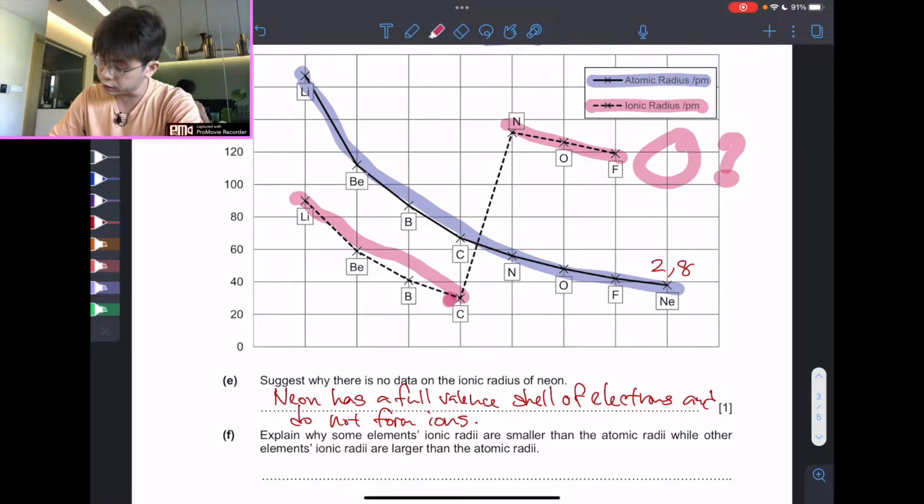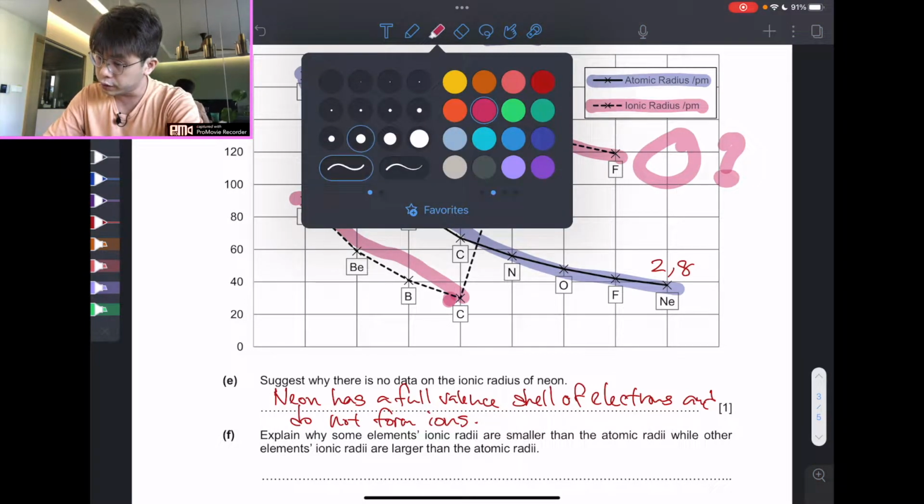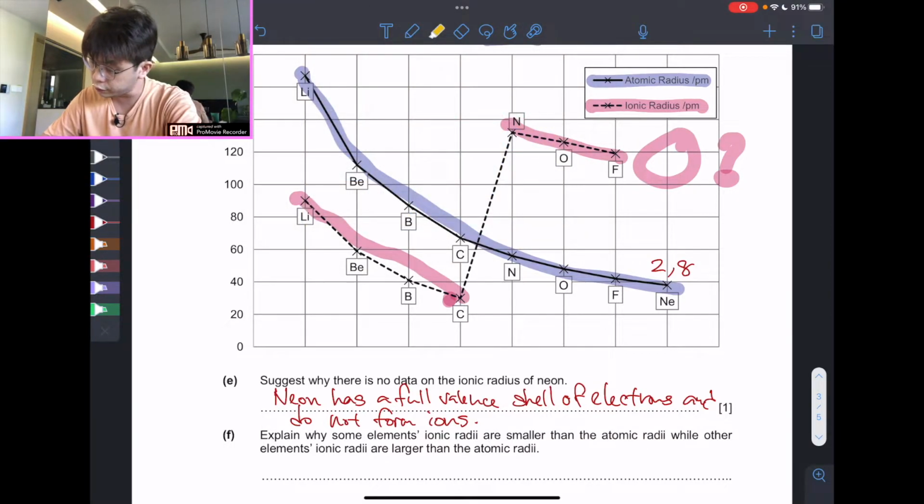So I need two parts to this answer. Firstly, I need to say that it has a full valence shell of electrons, and then I need to say that it does not form ions.